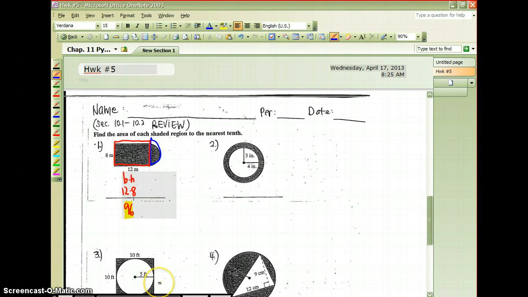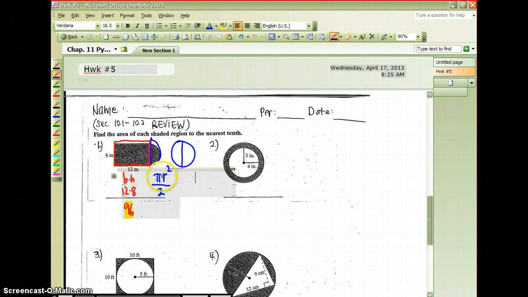Then I'm going to find the area of the half circle. Now, I don't know the formula for the area of a half circle, but I do know the area formula for a full circle. The area formula for a full circle is pi radius squared. And since I only want half of it, after multiplying pi and radius squared, I can divide it by 2. So this is the formula for the half circle.